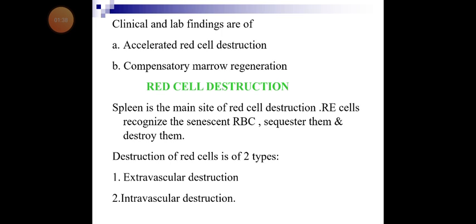Spleen is the main site of red cell destruction. As you all know, reticuloendothelial cells recognize the senescent RBC and abnormal RBC, sequester them and destroy them. Destruction of the red cell is of two types. One is extravascular and one is intravascular.